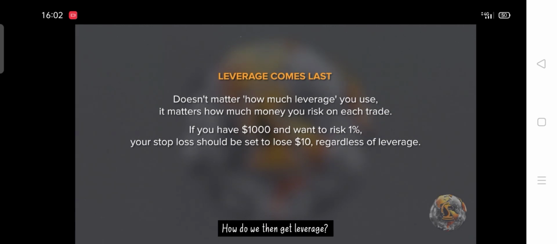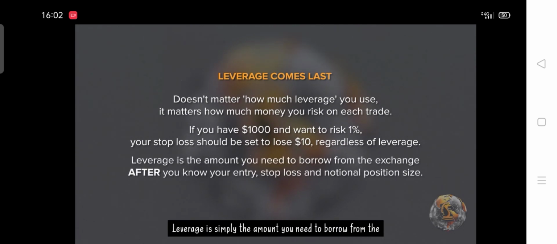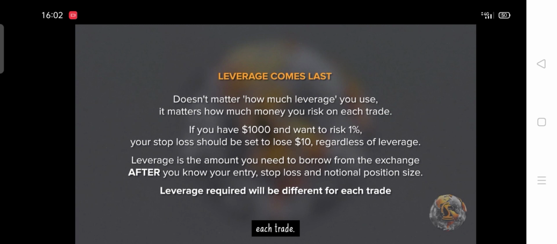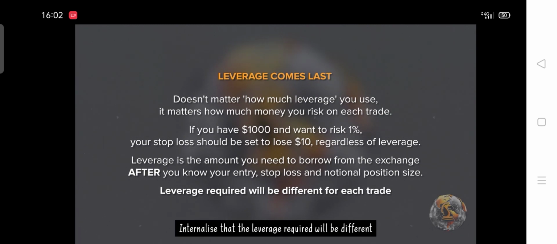How do we then get leverage? Leverage is simply the amount you need to borrow from the exchange after you know your entry, stop loss, and notional position size. Okay? That's why I say leverage comes last. You have to calculate everything else first before leverage. And the leverage that you require will be different for each trade. Internalize that. The leverage required will be different for each trade.